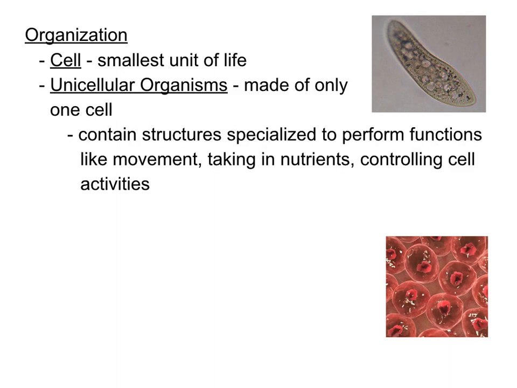The first are the unicellular organisms. So unicellular organisms are made of only one cell. They contain structures that are specialized to perform functions like movement, taking in nutrients, and controlling cell activities. So all of those things are done by specific parts of that cell.